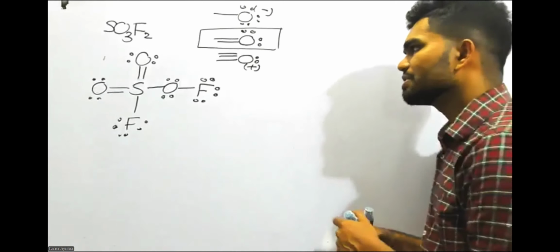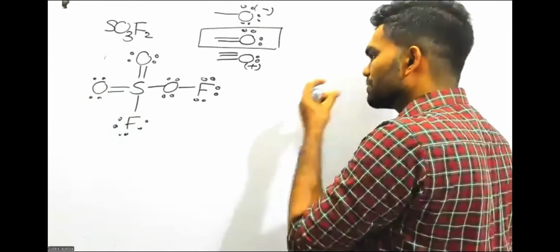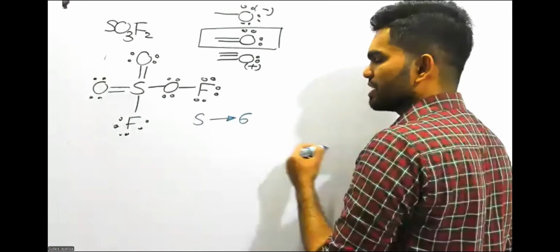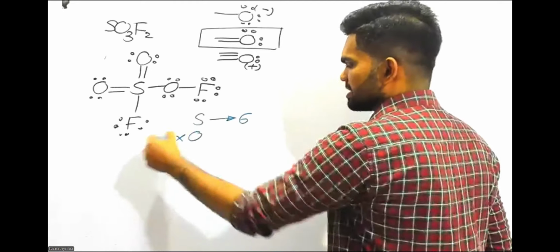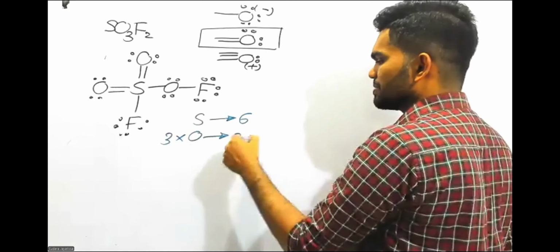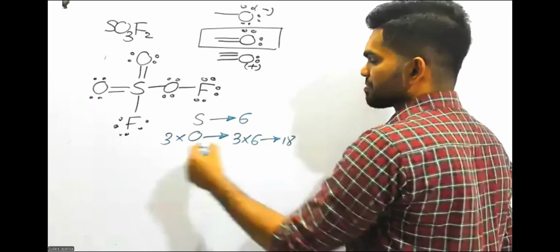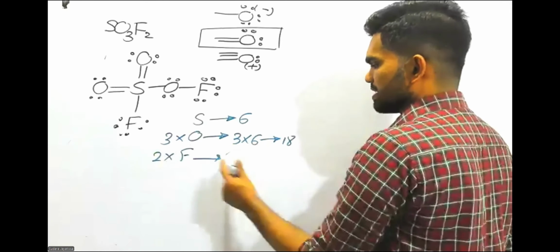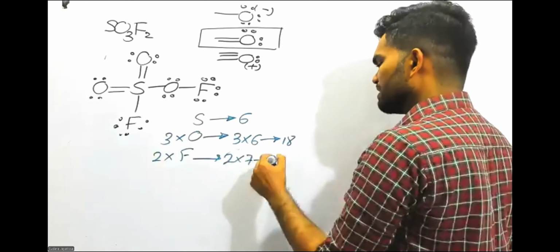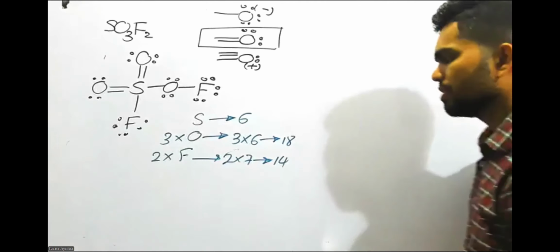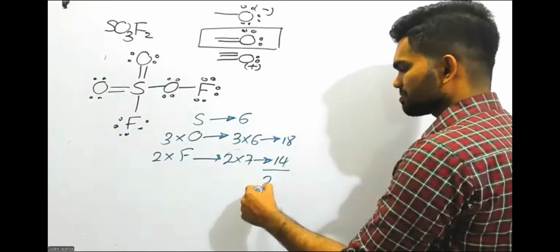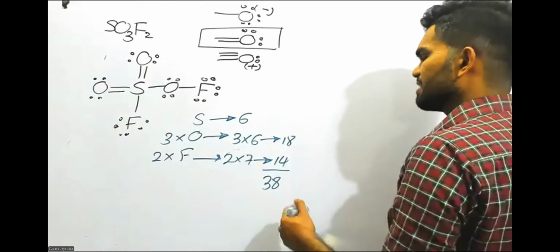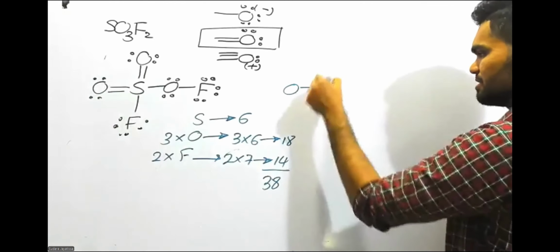In the Lewis method, what you first have to do is find the valence electrons. Sulfur gives you 6 valence electrons. There are 3 oxygen atoms, which give you 3 into 6, 18 valence electrons, and 2 fluorine atoms give you 2 into 7, 14 valence electrons. If you add them all, you will have 38 valence electrons. From that, I will draw the skeleton again.